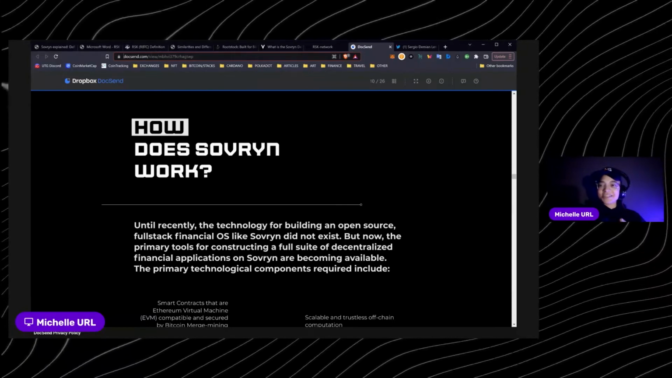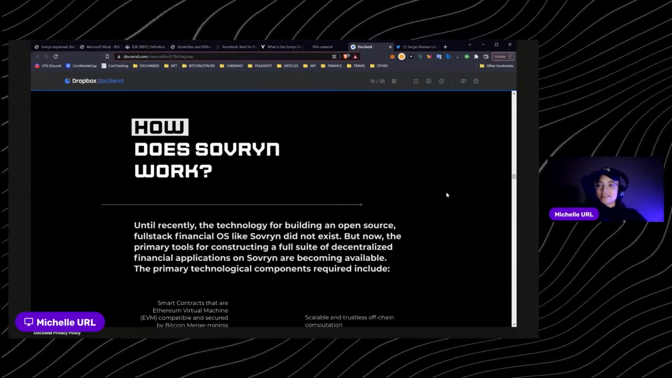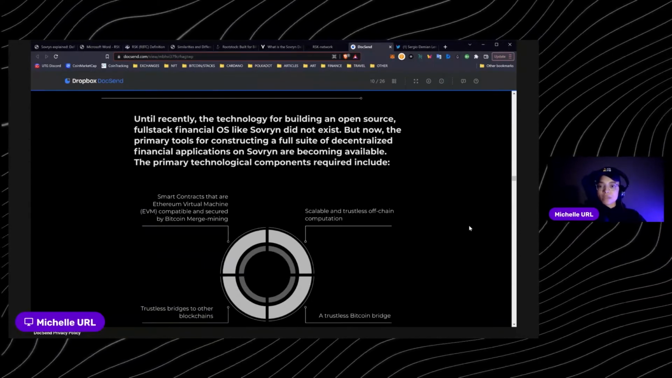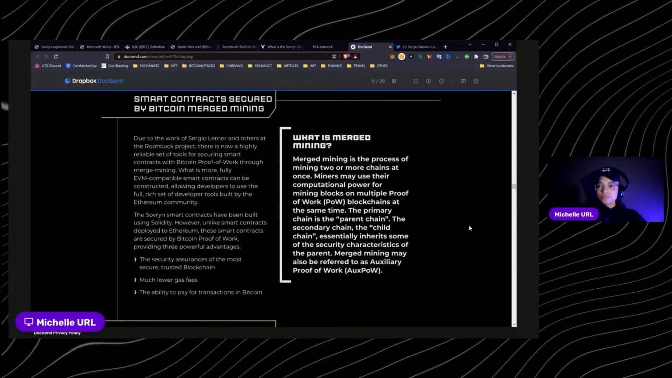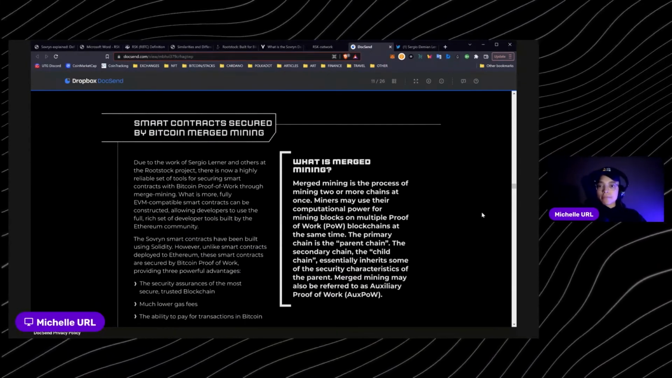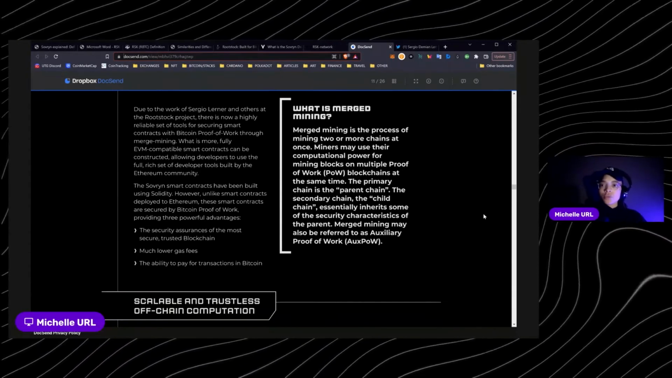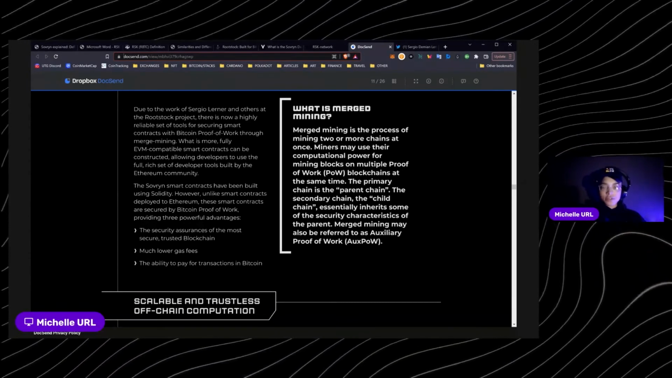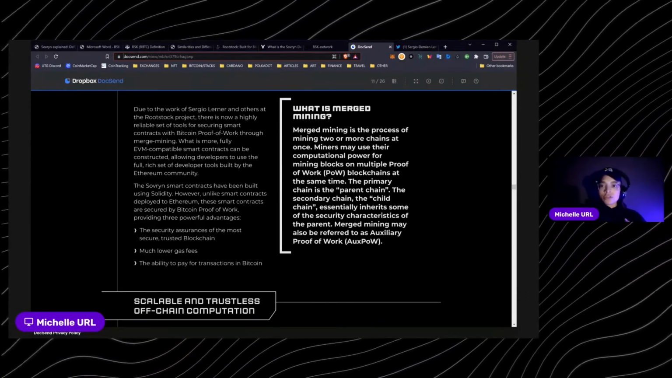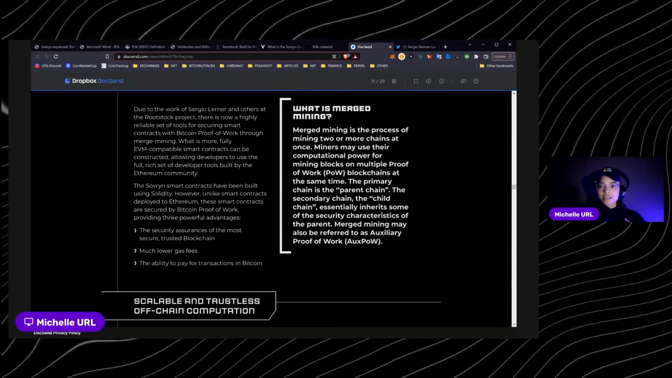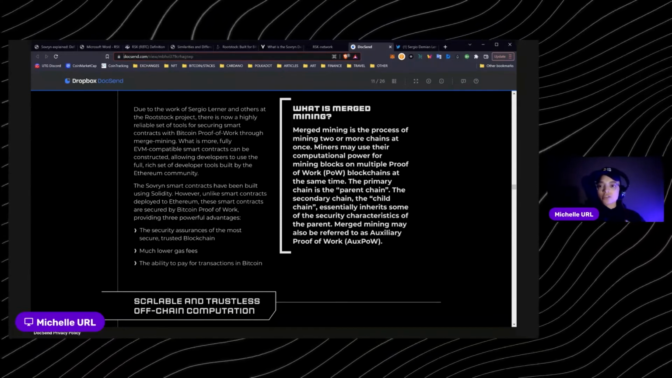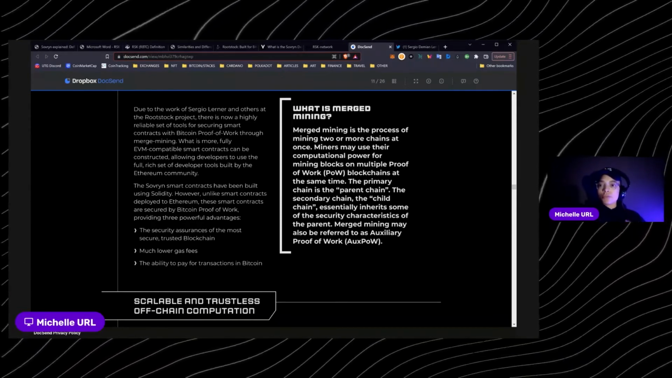Let's end this on Sovryn. And here is the section. We're back in the black paper talking about how Sovryn works. Okay, let's move down here. Smart contracts secured by Bitcoin merged mining. Due to the work of Sergio Lerner, and Sergio Lerner is the co-founder of RSK, right? Due to the work of Sergio Lerner and others at the Rootstock project, there is now a highly reliable set of tools for securing smart contracts with Bitcoin proof of work through merged mining.